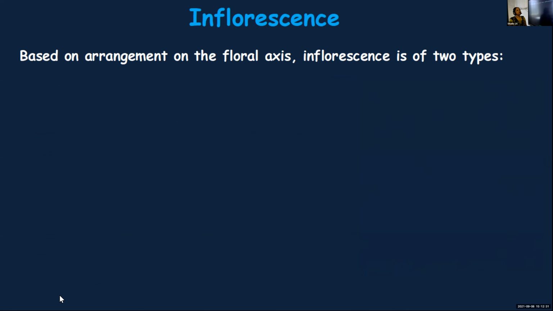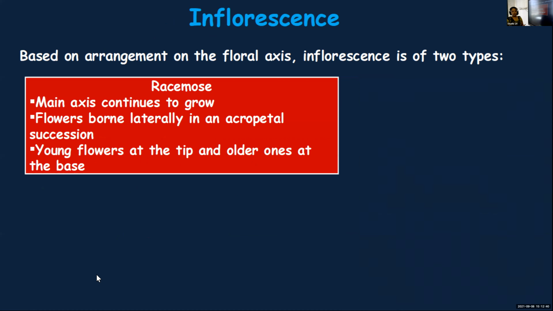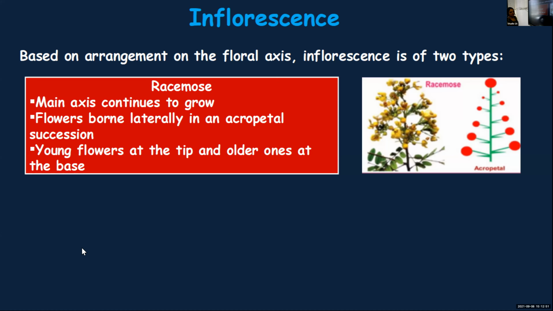Based on the arrangement of the floral axis, you can classify inflorescence into two types. Based on the pattern of arrangement of flowers on the floral axis, you can classify it into two: racemose inflorescence and cymose inflorescence. So first, let's see what is meant by racemose. The main axis will continue to grow and flowers are borne laterally in an acropetal succession. Acropetal succession means at the tip you can find younger flowers and older flowers will be at the base.